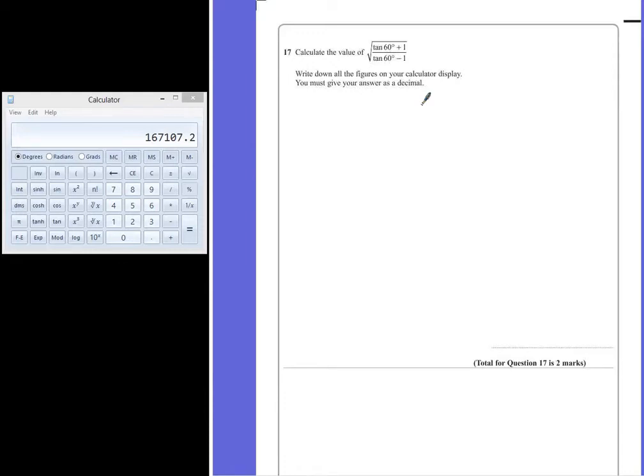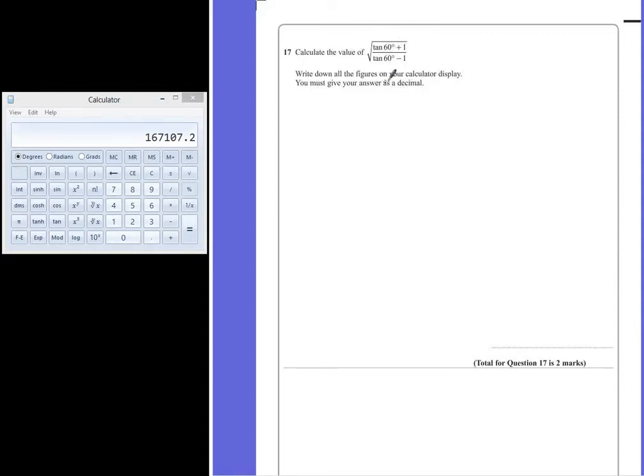Question 17. Calculate the value of the square root of tan 60 plus 1 divided by tan 60 take away 1. Write down all the figures on your calculator display. You must give your answer as a decimal.